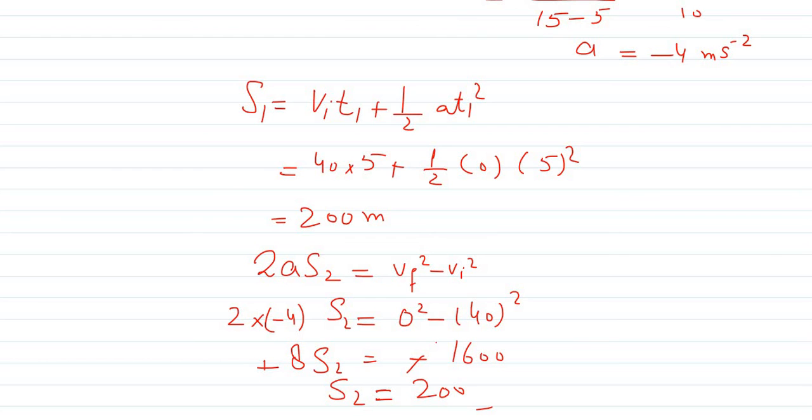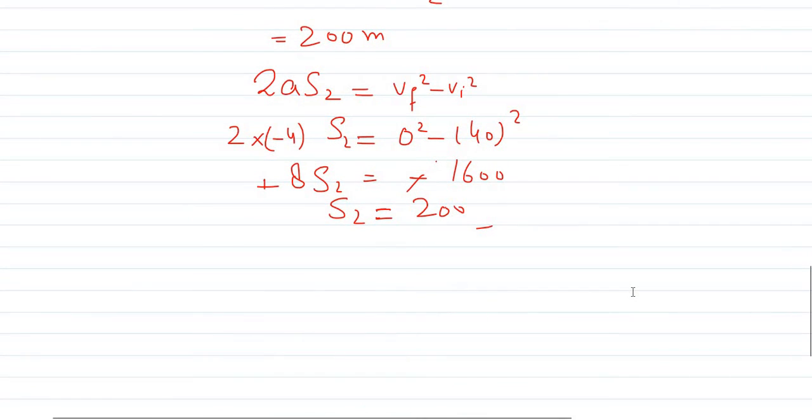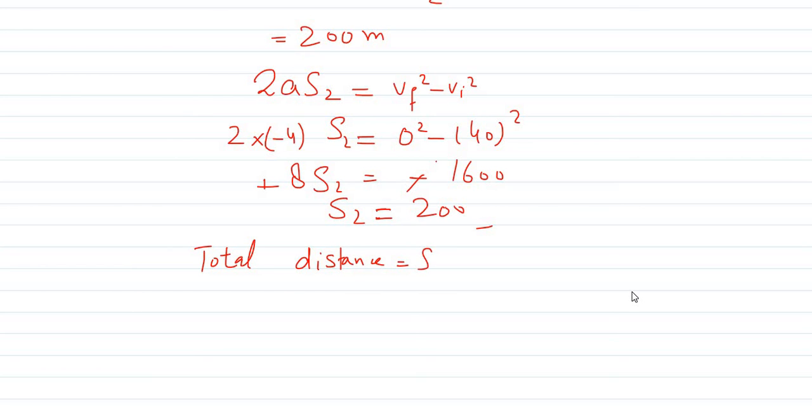To find total distance of the car, we write here total distance. Total distance will be equal to s, that is equal to s1 plus s2, that is equal to 200 plus 200, that is equal to 400. This is the answer.